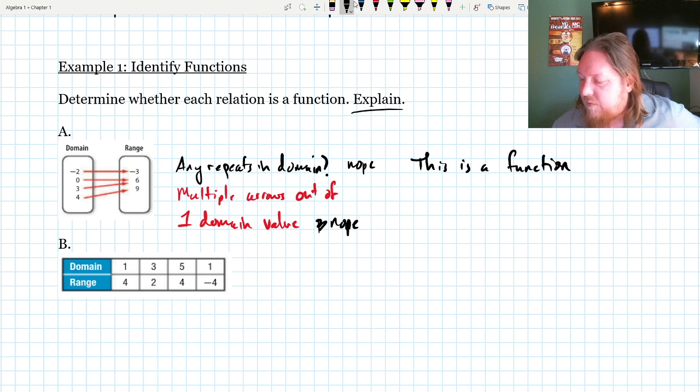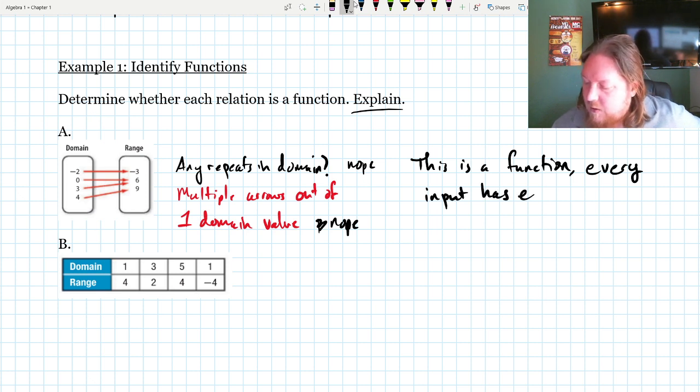The explain part of it here, I just use the definition. Every input has exactly one output.